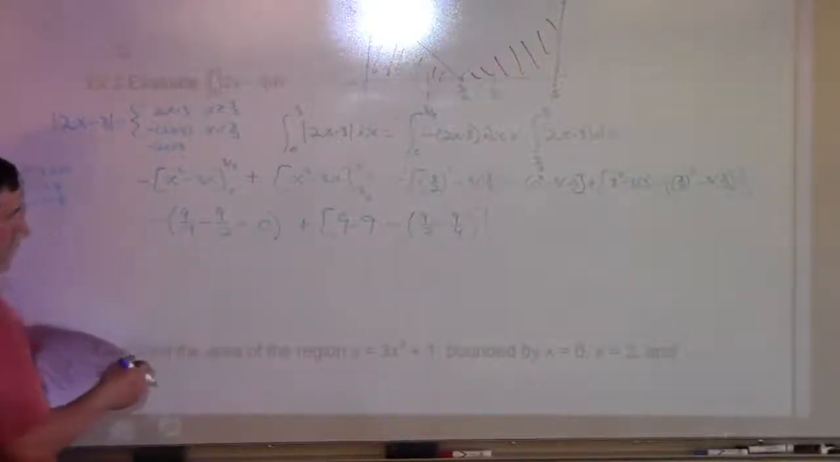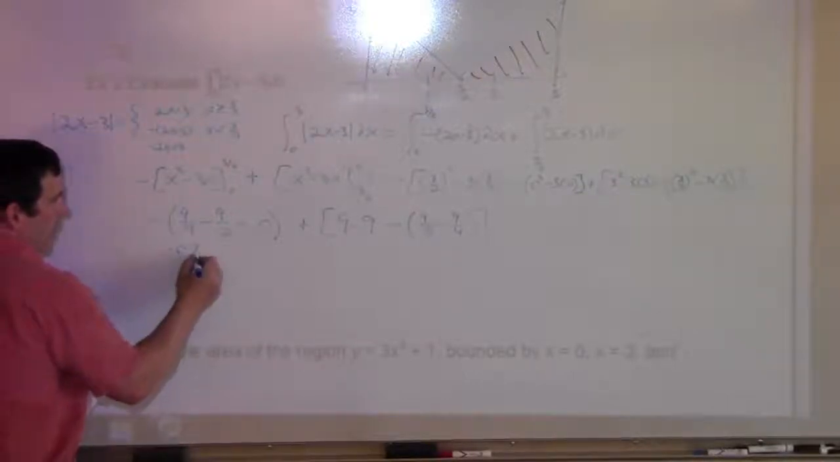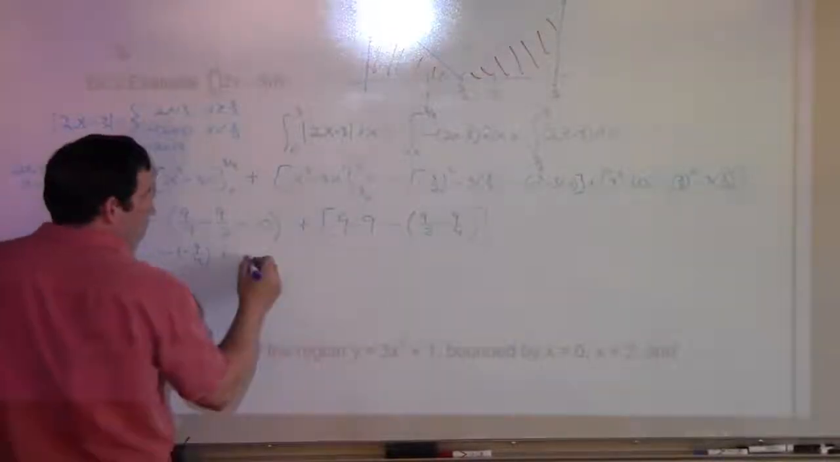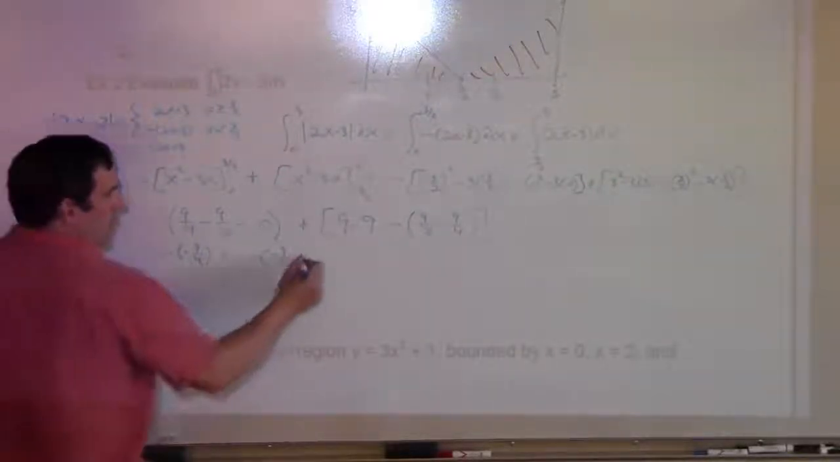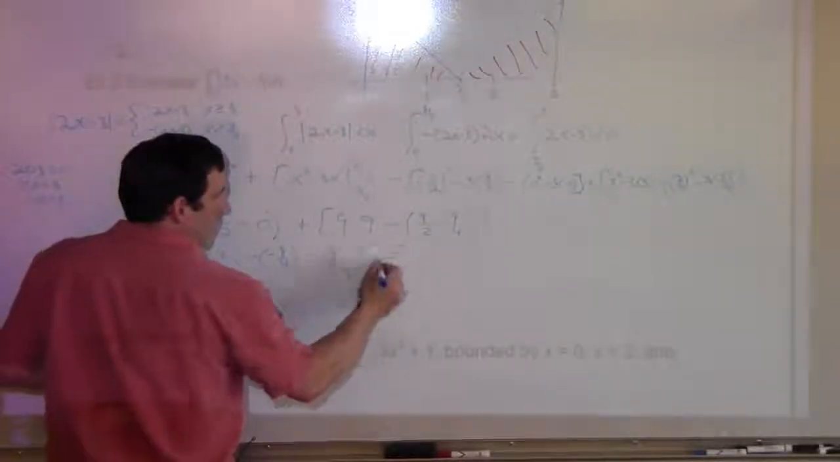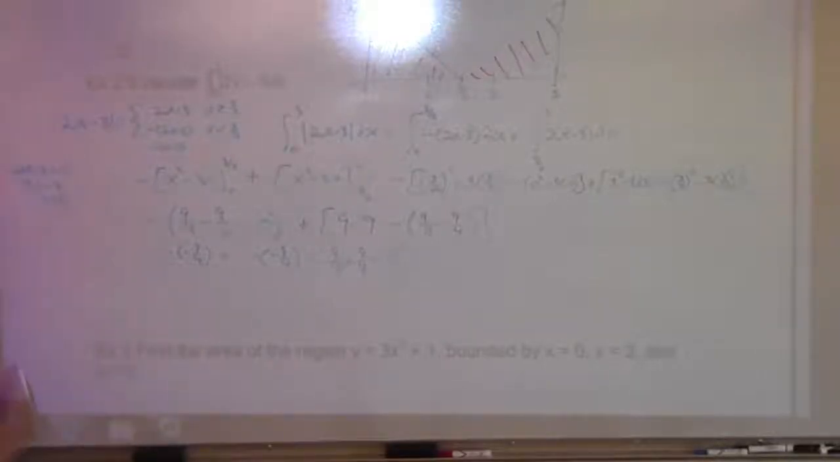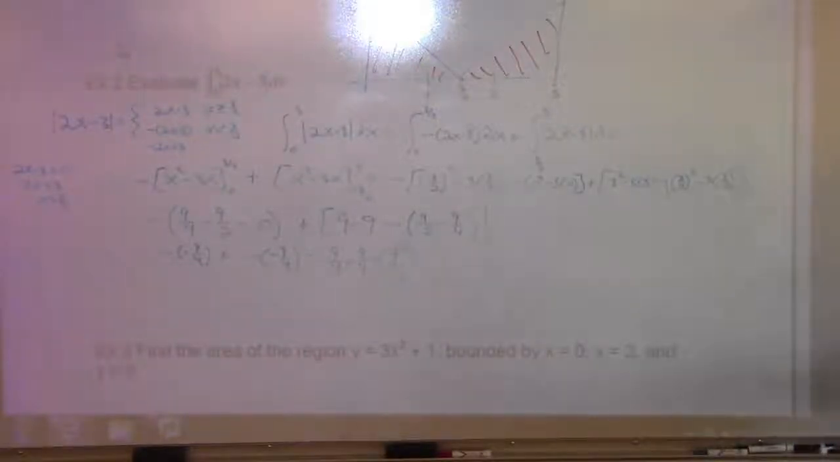Okay, so let's kind of summarize what we have. 9 fourths minus 9 halves is the negative of negative 9 fourths plus, that's 0. Then we have the negative of negative 9 fourths. So that's going to be 9 fourths plus 9 fourths is 9 halves. And that would be this area under the curve. I'm going to go on to example 3 now.